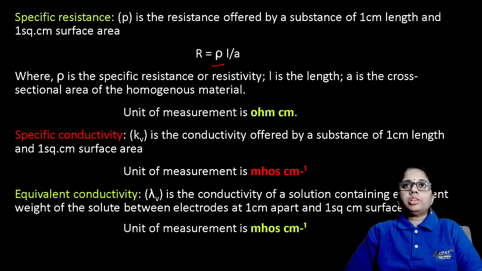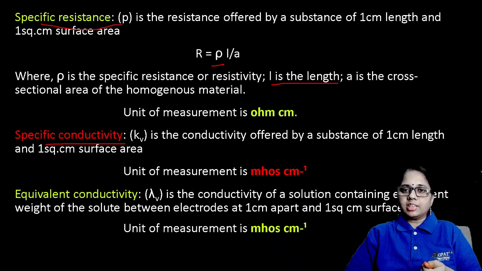Here rho is the specific resistance or resistivity, l is the length, and A is the cross sectional area of the homogeneous material. So in this way the specific resistance is defined. Similarly, if you know the resistance, you can define the conductance. According to that, they have defined the specific conductivity and represented it as a small kappa. It is the conductivity offered by a substance of 1 centimeter length and 1 square centimeter surface area.